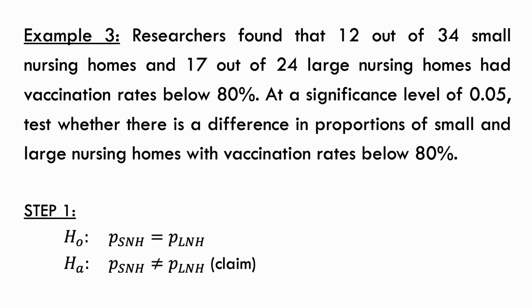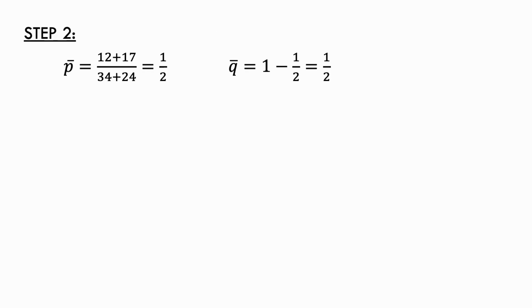So, for the first step, our null hypothesis is that the proportion for small nursing homes is equal to the proportion for large nursing homes. And our alternative hypothesis is that they are not equal, and that is our claim. For step 2, unahin muna nating hanapin yung p-bar. So our p-bar is equal to 12 plus 17 over 34 plus 24, which is 1 half. And our q-bar is 1 minus 1 half, which is 1 half.